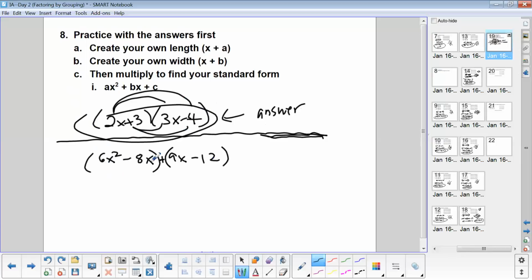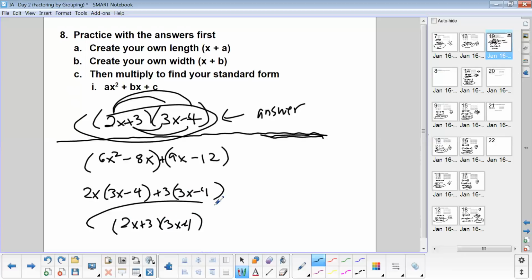And then you would go through your factoring and you would say, well, 6 and 8, so that'd be 2x, so 3x minus 4. 9 and 12 would be 3, so you get 3x minus 4, so you get 2x plus 3 and 3x minus 4. You get exactly what you started with. It's just a good practice of creating your own if you want to take the time to do that.